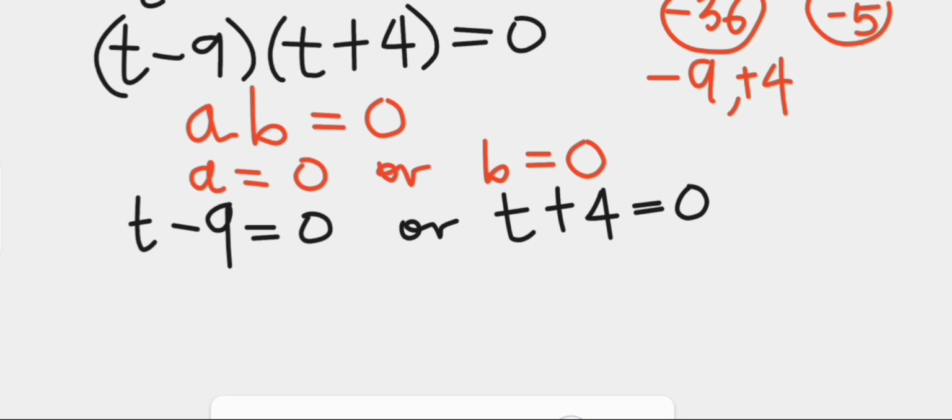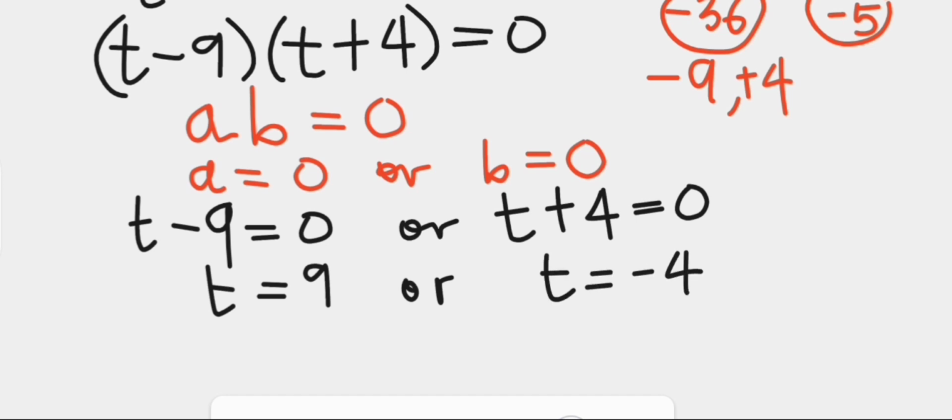Then if t minus 9 is 0, this can only happen when t is 9. That's by adding 9 to both sides. And if t plus 4 is 0, then this means that t is minus 4, negative 4.